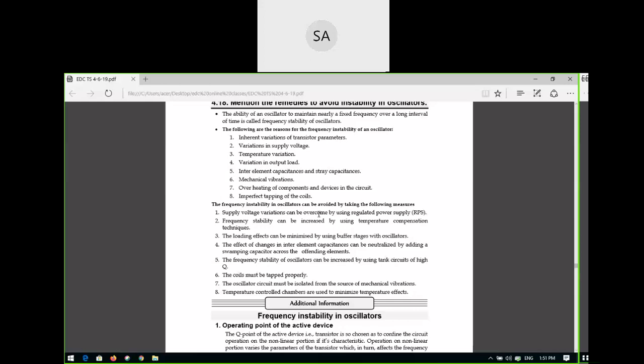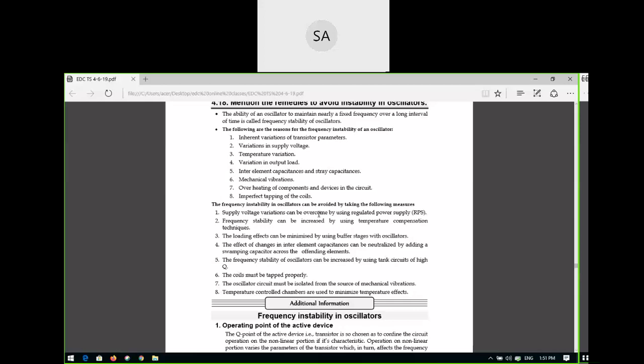We already discussed this. The oscillator circuit must also be isolated from sources of mechanical vibrations, so you have to avoid mechanical vibrations by connecting the circuit with awareness of them. And temperature control chambers are used to minimize the temperature effects. Separate chambers, called temperature control chambers, are used to minimize the temperature effects.